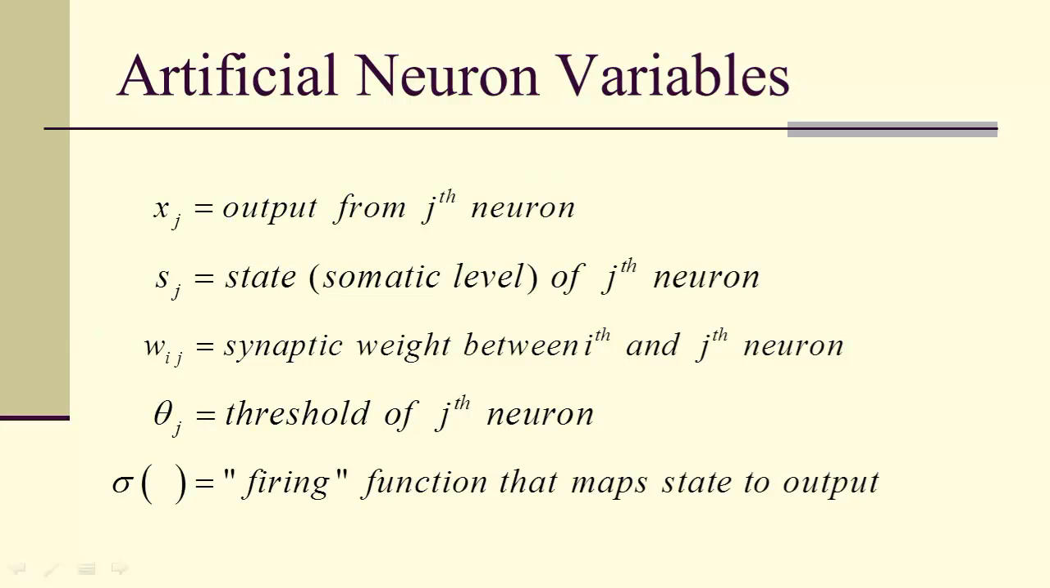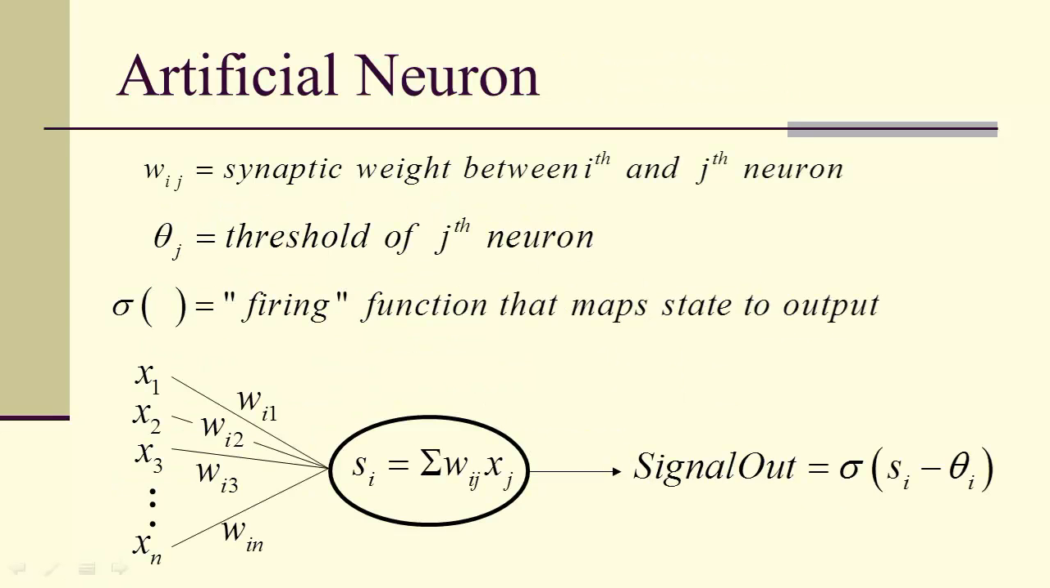Here are the variables we're going to be looking at. We're going to have an output variable from the jth neuron, an interior or a state variable, S of j, for each neuron. And then we're going to have connections between the ith neuron and the jth neuron, and those are going to be synaptic weights. And then we'll have a threshold, theta sub j, and then there's going to be a firing function, which will be very important, as we'll see momentarily. So an artificial neuron, again, here are the variables. It collects with weight w sub ij signals from other neurons, and the sum of those gives us some kind of internal state. And then if the internal state is high enough, it exceeds the threshold, then we have a signal that goes out according to the firing function.